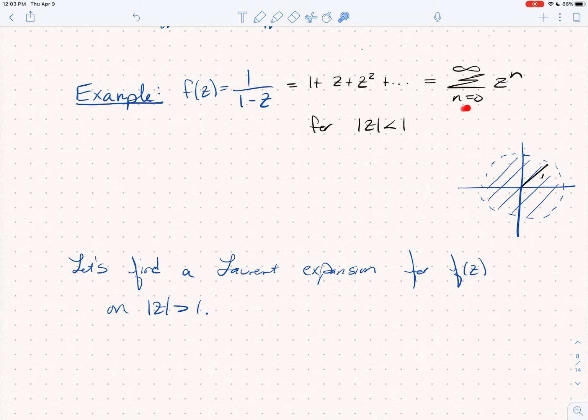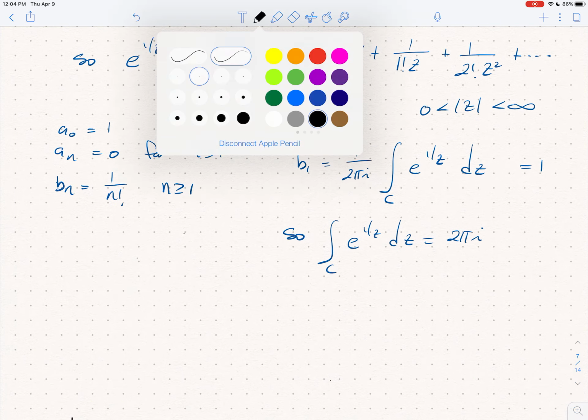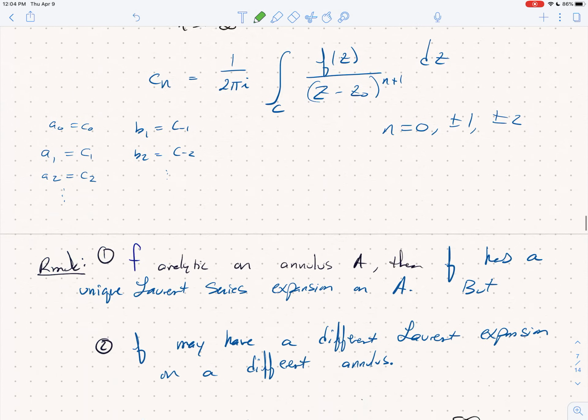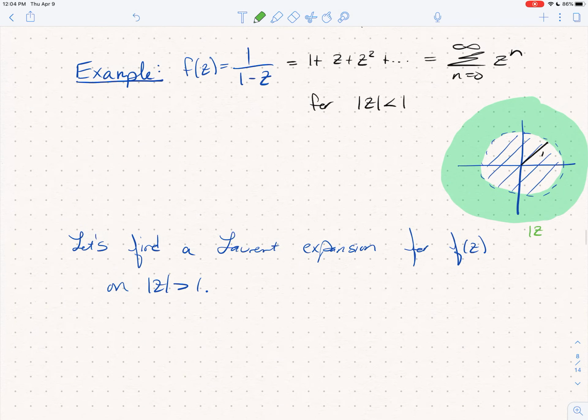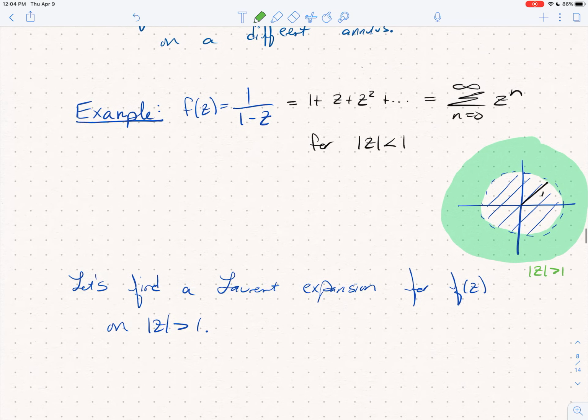And by the way, that's a Taylor series, but a Taylor series is a Laurent series. So if you want to look on this annulus, this disk, then the Laurent series for f looks like that. But what if now I want to look out here? What if I want to find a Laurent series expansion for this annulus? And I'm just going to think about this as the green annulus here. Whoops, I'll write it in green. The green annulus is going to be modulus of z bigger than 1.